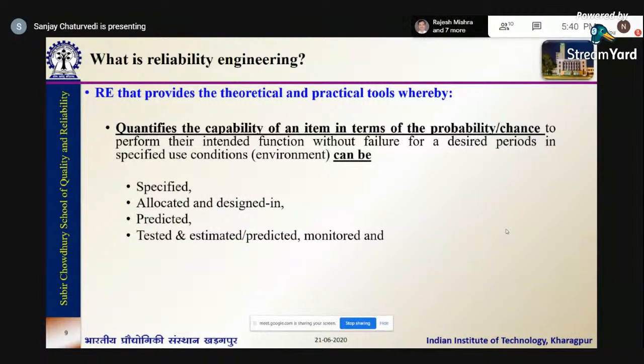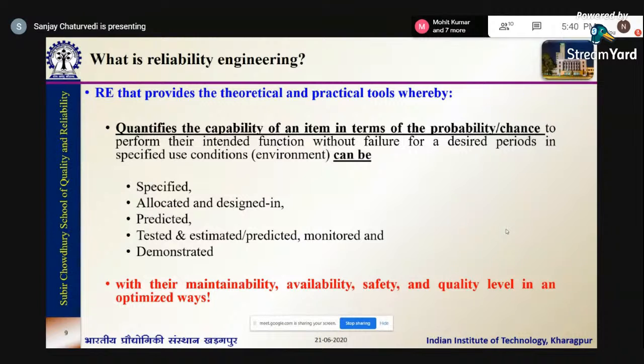In the sense, I am again using the word predicted because many times you go for the acceleration of the failure, so that you can have the data at the accelerated conditions, and then you try to predict the performance of a system on the normal use condition. It can also be how the reliability grows. It can also be monitored, and it can also be demonstrated to the customer that yes, we meet the reliability goals, reliability target with their maintainability, availability, safety, and quality level in an optimized way.